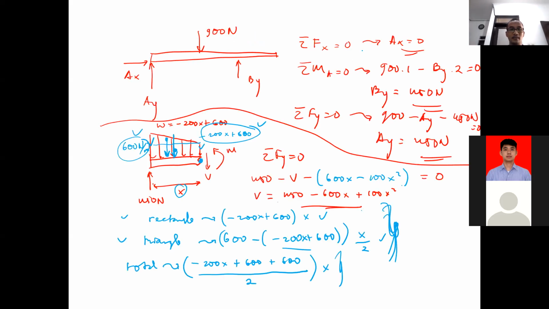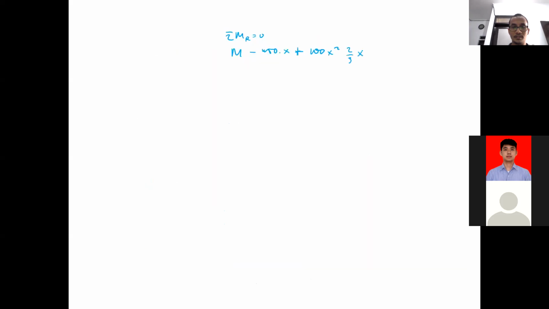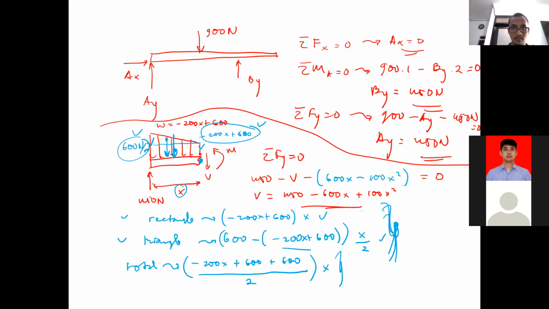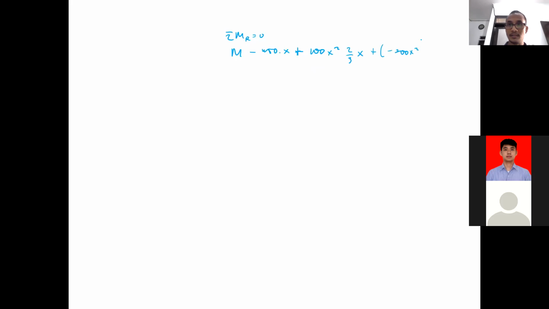Yes. Okay, and then about the rectangle. Rectangle times x/2. So what we have here is minus 200x, this one is plus, minus 200x squared plus 600x multiplied by x per 2 equal to 0. Like this, right?